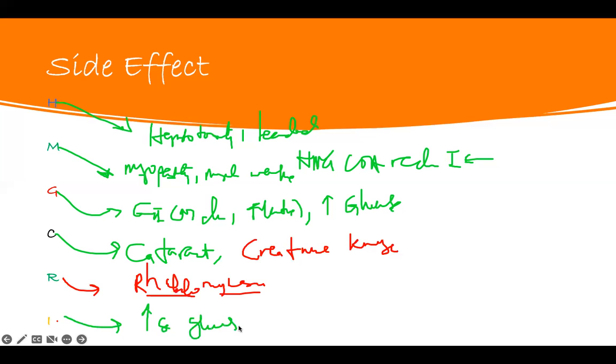This is the easy way for me to remember all the side effects for this medication because it's very important. So I take the enzyme, and the enzyme is the problem. So you are the side effect. HMG-CoA reductase inhibitor. So these are the side effects: liver injury, headache, muscle problem, and GI problem, catarrh, and then rhabdo, and then increased glucose. So those are the side effects.